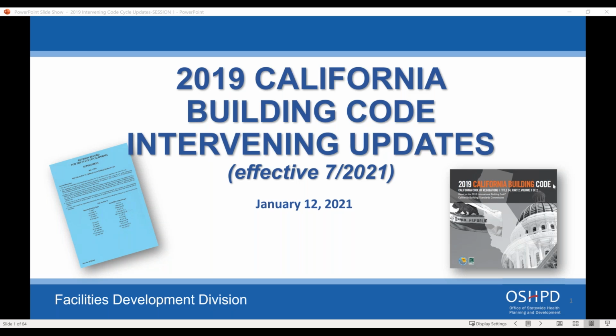You are here for the 2019 California Building Standards Code Intervening Code Cycle Updates. This is part one of a two-part series, which today we'll be covering a bit of an introduction to the intervening code cycle. We'll also be covering the California Administrative Code and the California Building Code. You are approximately here for a 1 hour presentation with a question and answer portion at the end of the presentation.